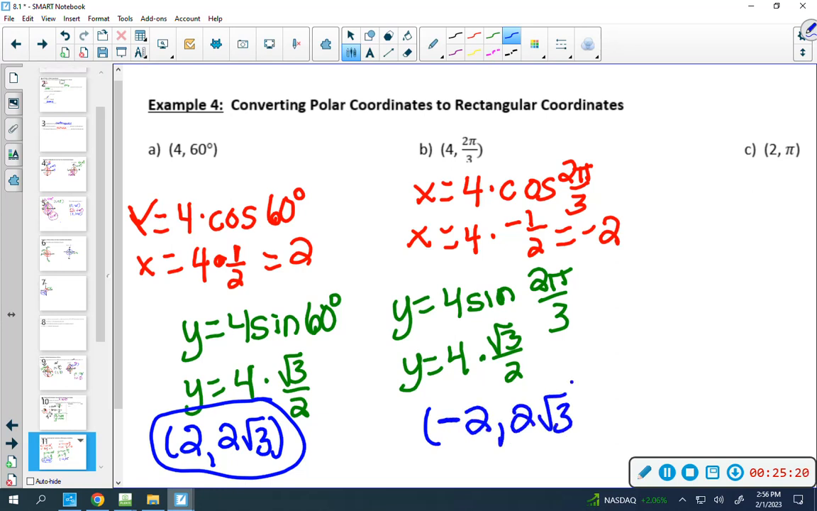Oh my gosh. All right, I am happy to do C. Do you need me to do C? No, I figured not, because of course pi is 180.